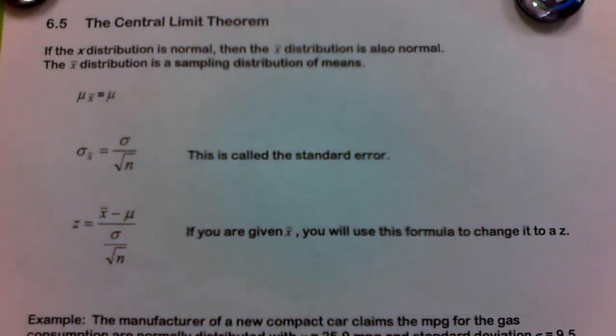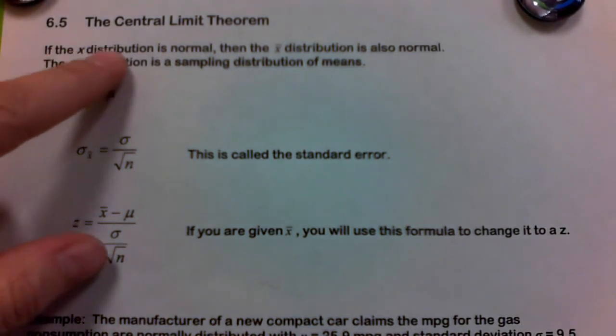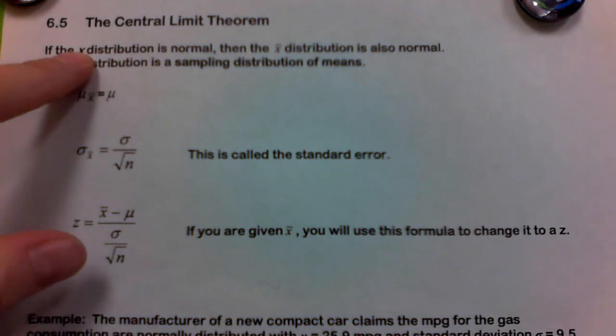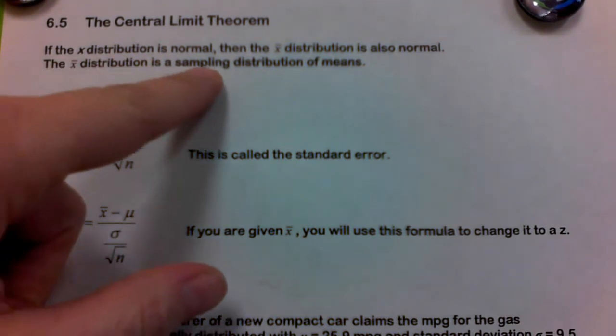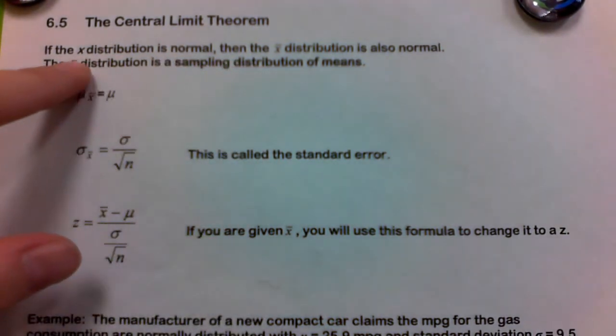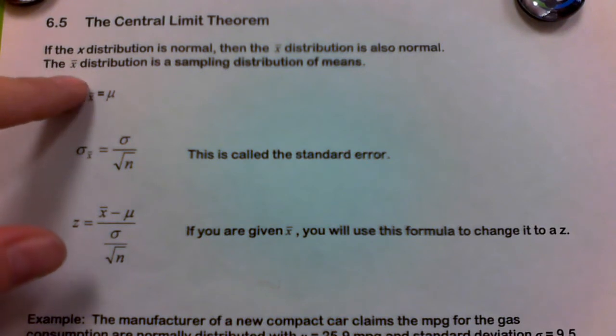In 6.4, we were talking about the sampling distribution, and that's what we're going to continue on in 6.5. Now, an X distribution is a probability distribution. X means one value, one person, one item. The X bar distribution is a sampling distribution, which means we have a group of means or X bars.